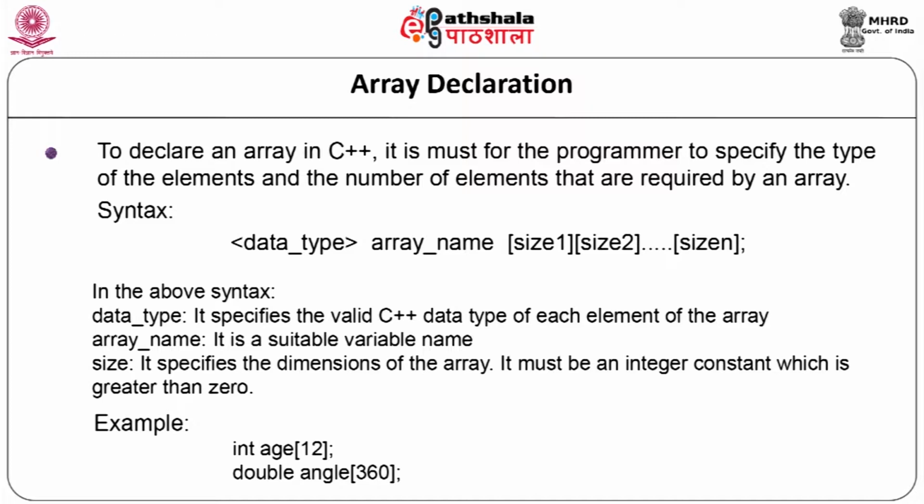Now, let us see the example. Integer age in square bracket 12. Here integer is the data type, age is the name of the array and 12 is the size. It will declare an array of 12 integer values. Next example, double angle in square bracket 360 semicolon. Here it will declare an array of double precision numbers.